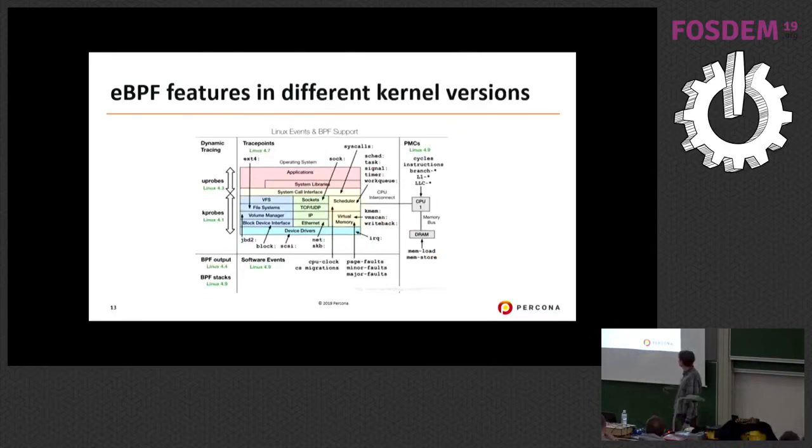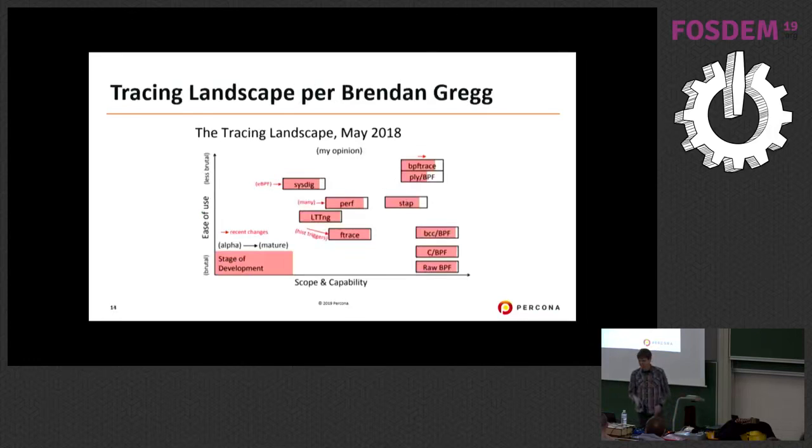Here is another wonderful image from the same source, which really shows us in a different illustration what Linux kernel versions support what kind of eBPF features. And I'm not spending a lot of time on that because I think these things are self-explanatory and you can research them later on the slides.